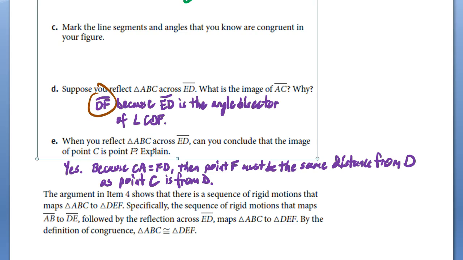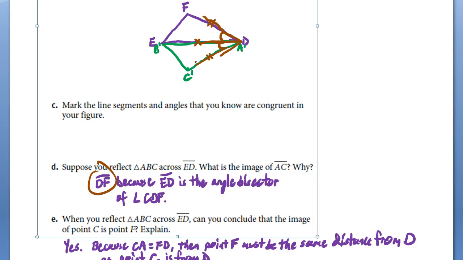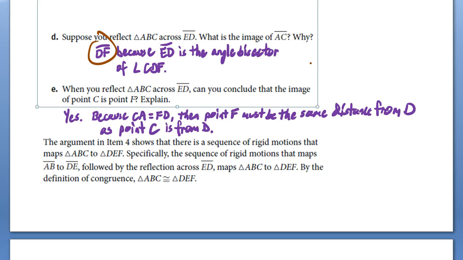When you reflect triangle ABC across segment ED, can you conclude that the image of point C is point F? Can we conclude that that point would reflect and land onto point F? And the answer is yes. Because CA, this distance here, is equal to FD, this distance here, we know that point F has to be the same distance from D as point C is from D. And that means that F is the image of C. This argument in item 4 shows that there's a sequence of motions that maps the triangle onto the other triangle. That means that they are congruent.